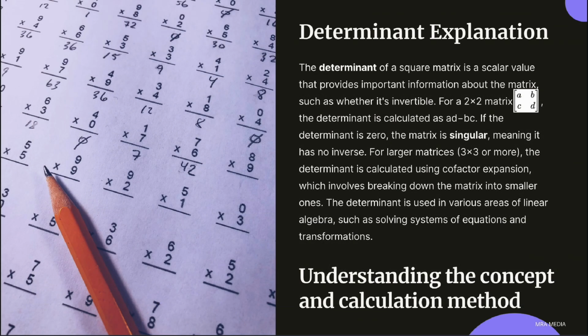Now, on to determinants. The determinant of a square matrix is a number that provides information about the matrix, such as whether it's invertible. For a 2x2 matrix, the determinant is calculated as ad - bc. If the determinant is 0, the matrix is singular, meaning it doesn't have an inverse. For larger matrices, determinants are calculated using cofactor expansion, which breaks the matrix into smaller pieces.